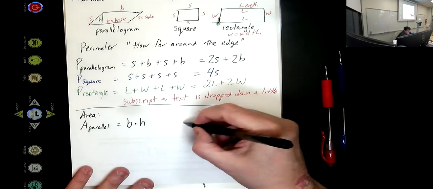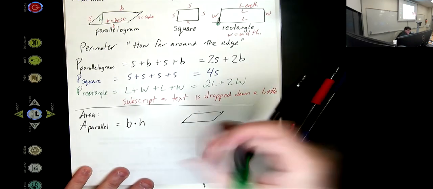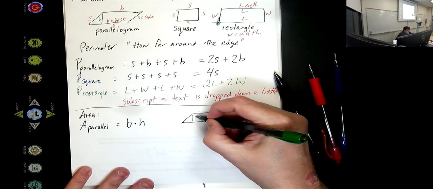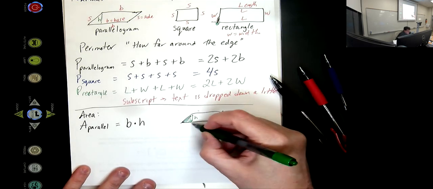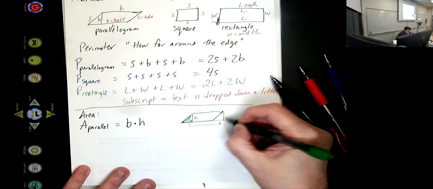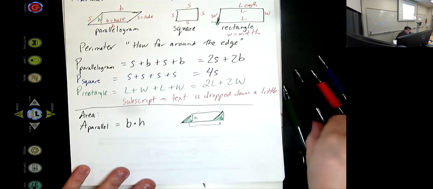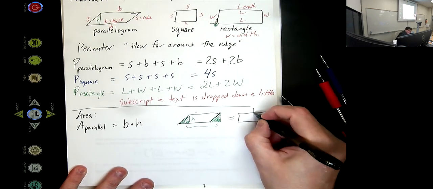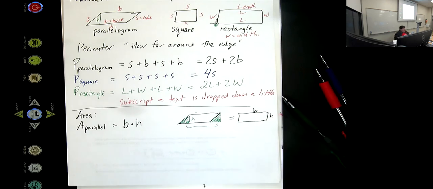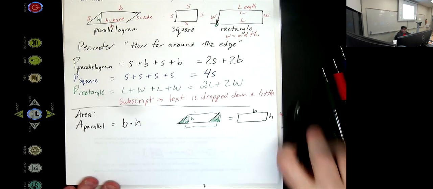And the idea of the parallelogram with a height of H is I could take this thing, chop it off, and move it over here. And just put it there, and now it looks exactly like a rectangle. That's got B there and H there. For rectangles and squares, we multiply two adjacent sides.